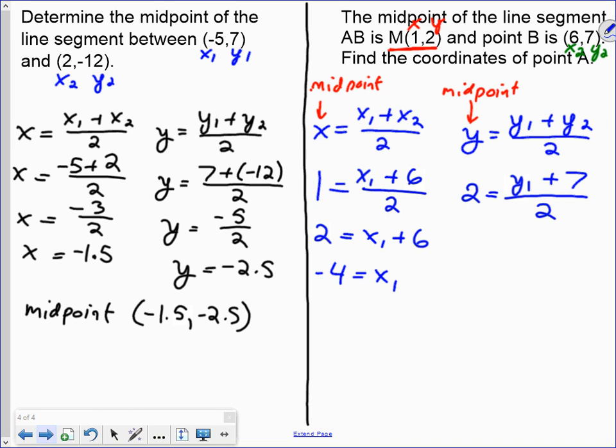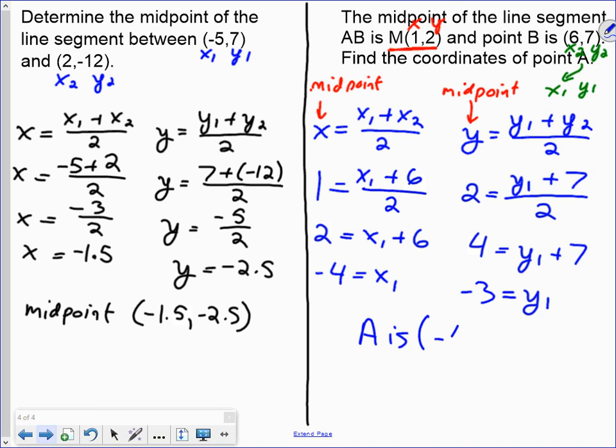So I'm going to cross multiply here to get 4 equals y1 plus 7. And then I'm going to subtract 7 from both sides. y1 is negative 3. So point A here is x1, y1. So A is the point (-4, -3).